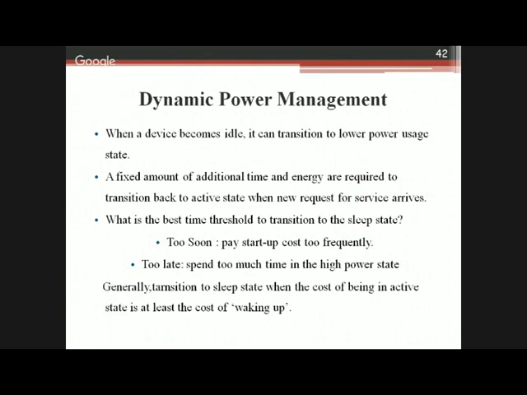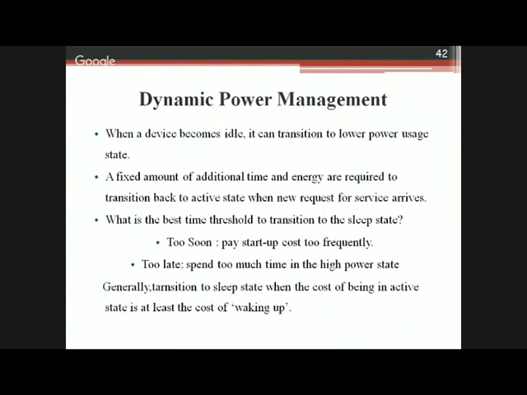If you do this too late, then you have wasted too much time, because a lot of power is consumed. So we have to do these things properly. Generally, this is the solution: transition to the sleep state when the cost of being in the active state is at least the cost of waking up. If this trade-off is not satisfied, there is no use in doing these power modes.